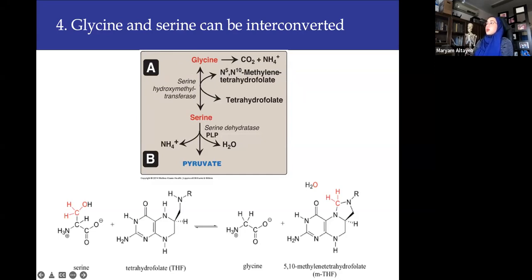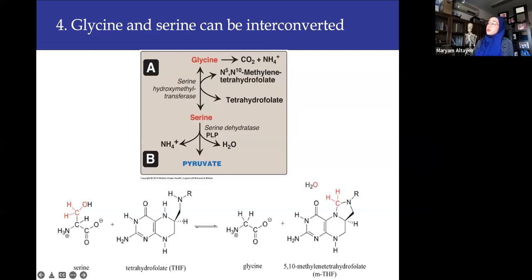And that's going to give us tetrahydrofolate. Okay, and why do we need serine? Because serine can then be converted into pyruvate. And we know pyruvate is important for glycolysis and all other metabolic processes in the body.